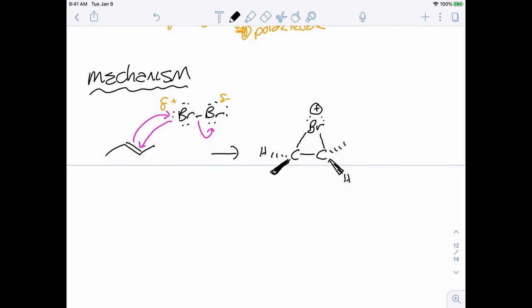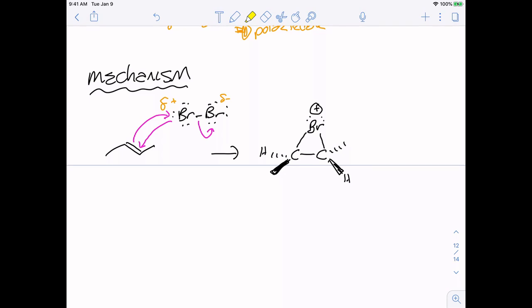Because I drew my original trans, do make sure that your two methyl groups are opposite. Like this methyl group I have coming out, so then that one's going back. If I drew them cis, then I would have them both coming out or both going back. So make sure your stereochemistry of your intermediate here matches what we were given to begin with.